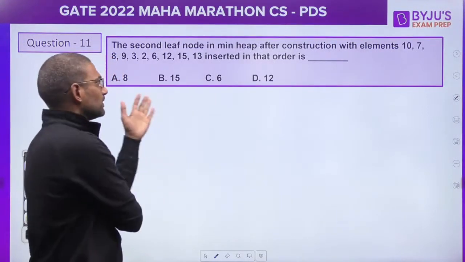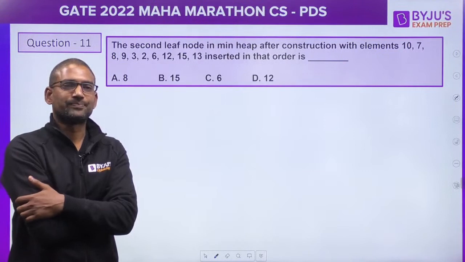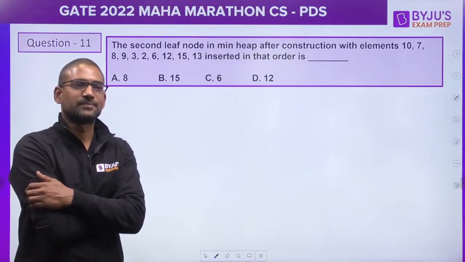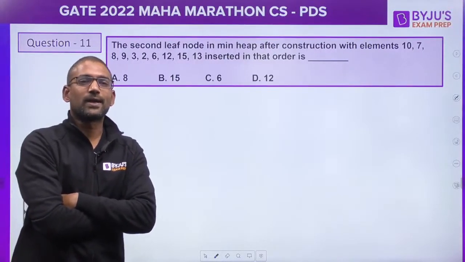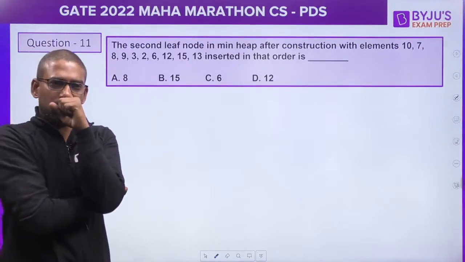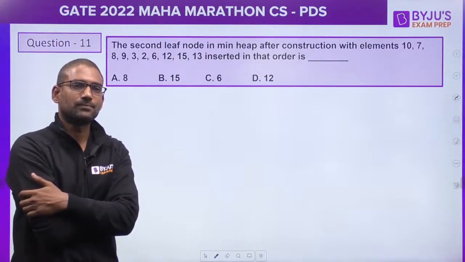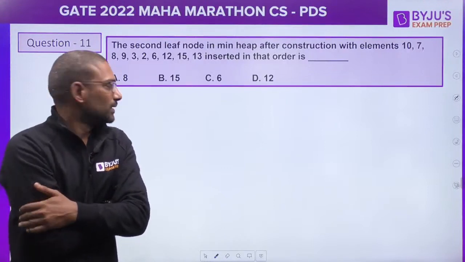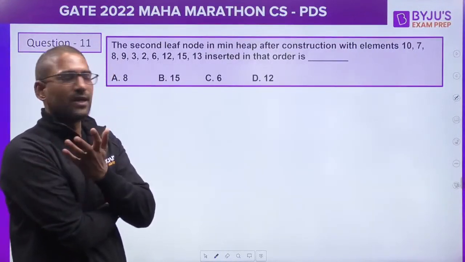Okay, so guys, what is the answer for this question? I think the tie is between these two, 15 and 12.